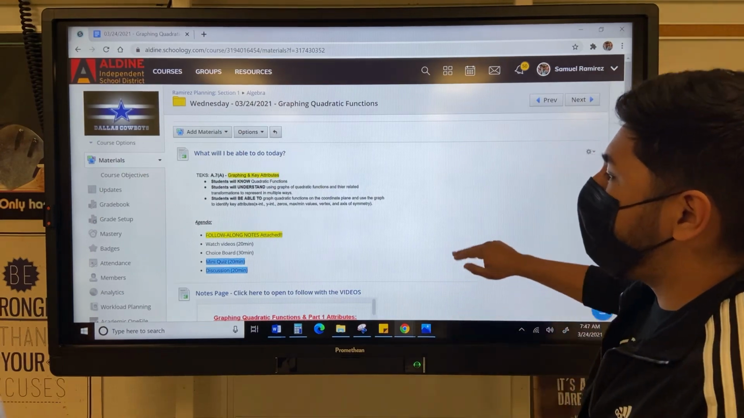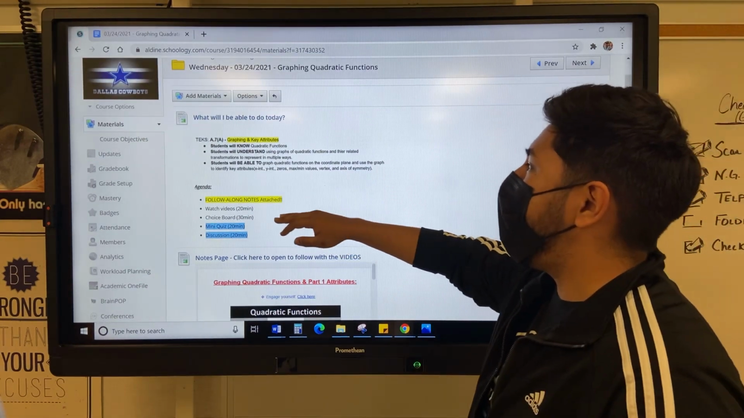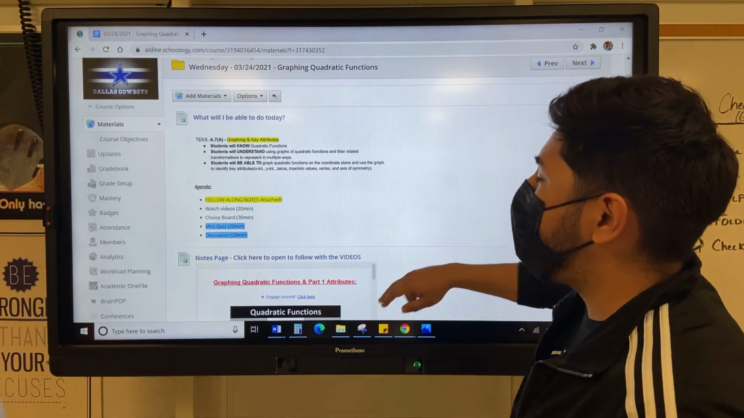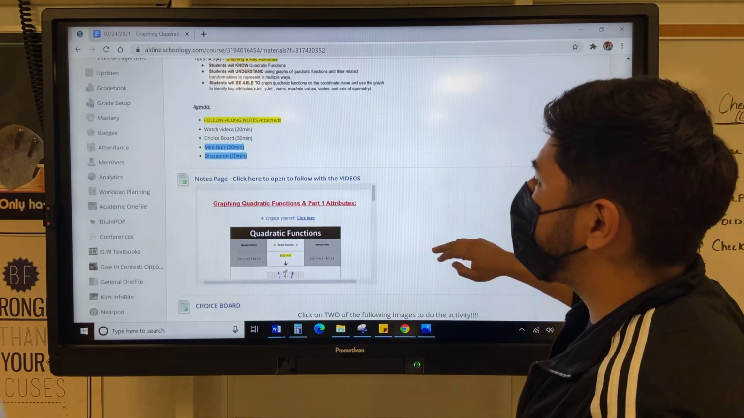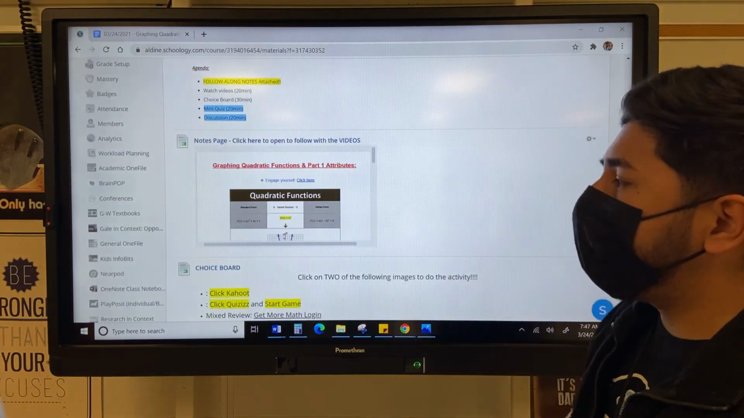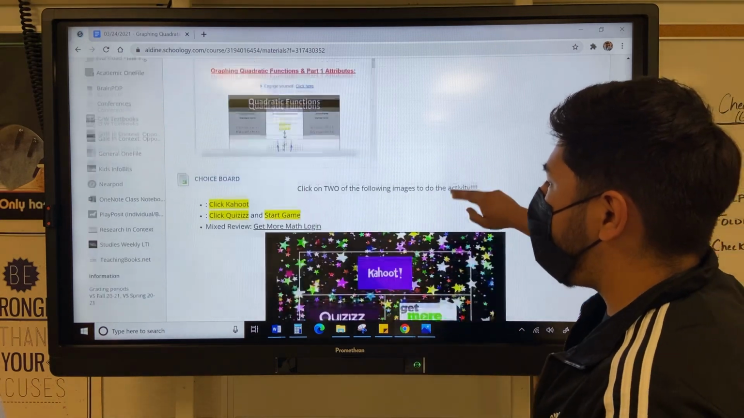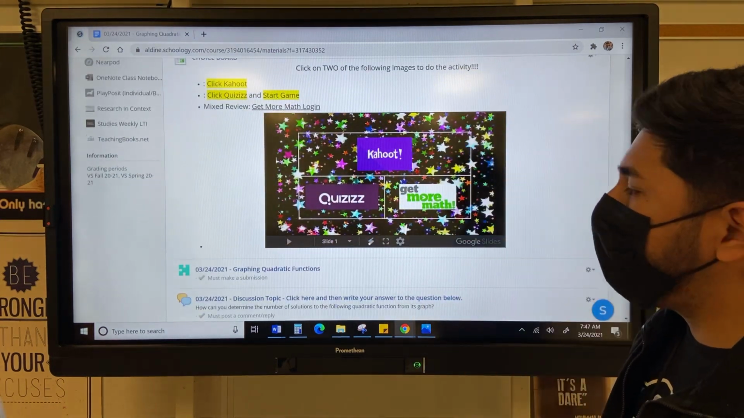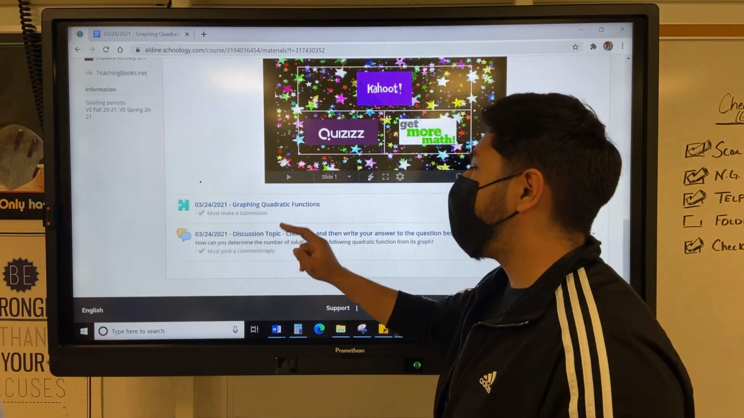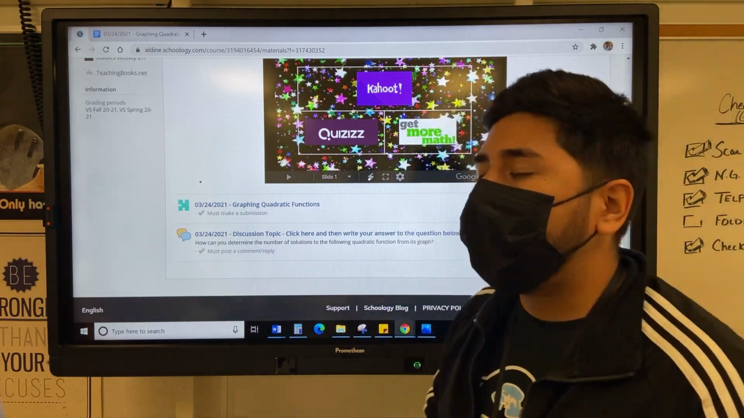Remember we do have our agenda today. We have graphing and key attributes of quadratic functions. I'm going to show you something new that I did. Notes, videos, what we're doing right now. Choice board. Please do the choice board for extra practice, your quiz, and the discussion topic.